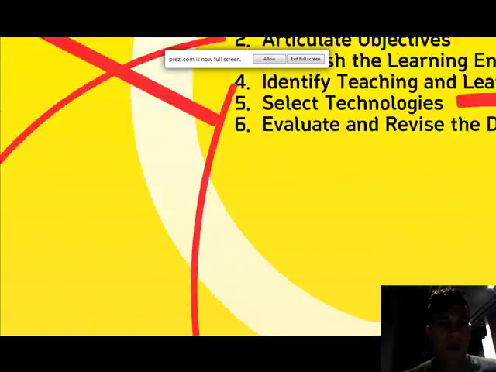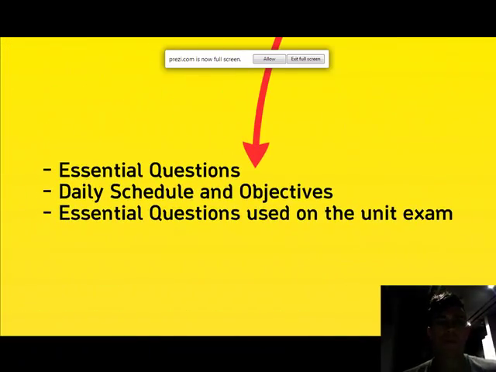Number 2, articulate objectives. The revisions for this unit were really based on the formation of my essential questions. Something I've really been focusing on is using backwards design from Understanding by Design by McTighe and Wiggins to really look at what I want my kids to know by really looking at my assessment.